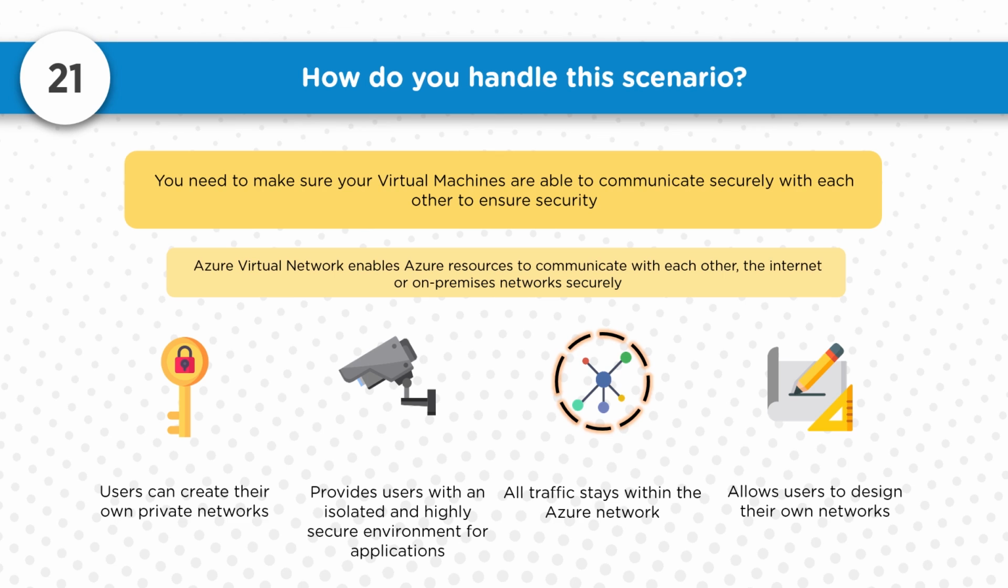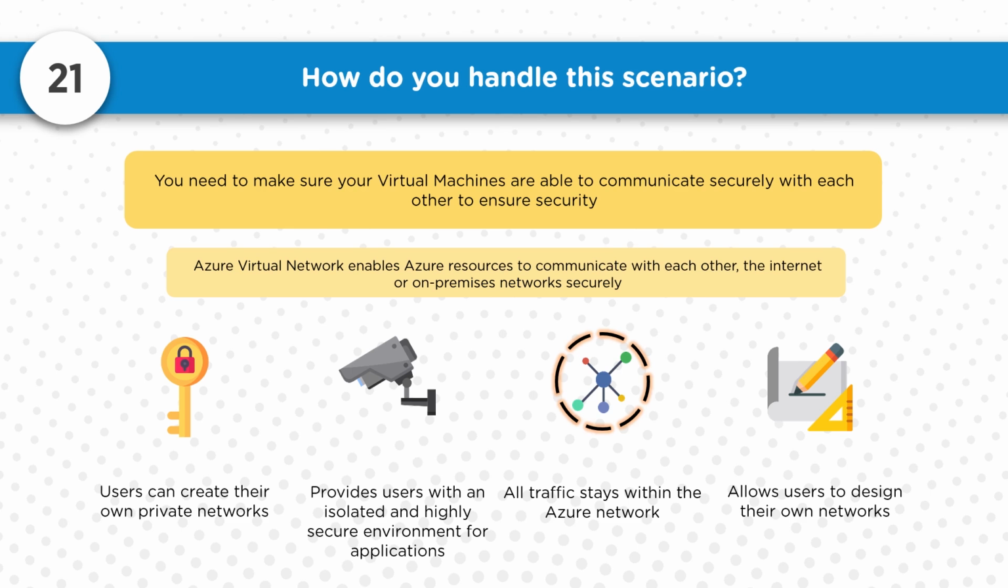What would you do? The correct and the best answer for this would be using a virtual network in Azure, which enables us to communicate with the internet securely, and to communicate with the on-premises data center in a secure fashion. So the advantage of using virtual network is users can create their own private network, pick their own private IP ranges, create their own subnets, and create their own routing between those two subnets. A lot more goes into that virtual network, so it's very customizable, and the users are provided with an isolated and highly secure environment for applications.